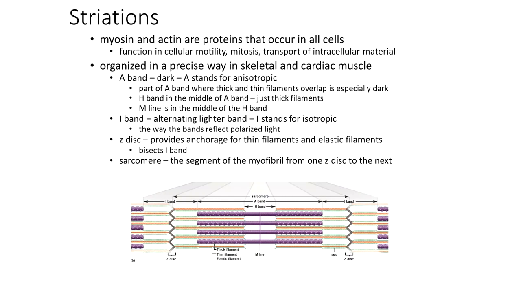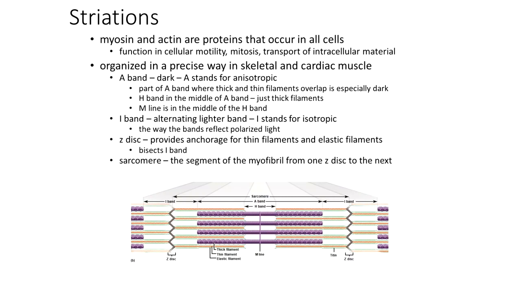And when the myosin and the actin and all these things come together, they basically start banding, some areas are darker and lighter, which is why we get these striations, why it looks to us like it's striped. So the I band is the alternating light band. And this has to do with the bands reflecting polarized light.